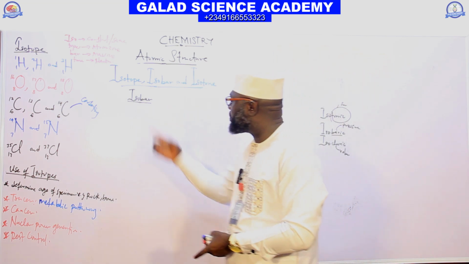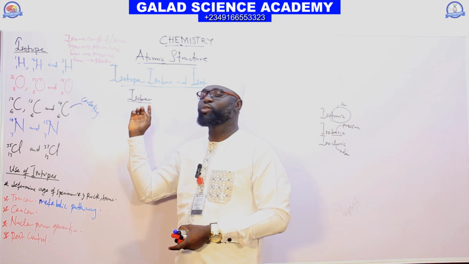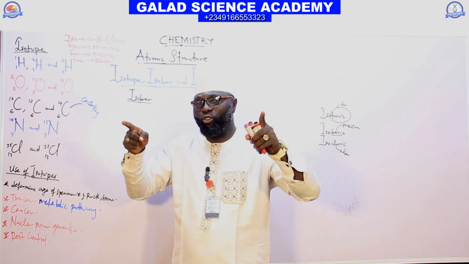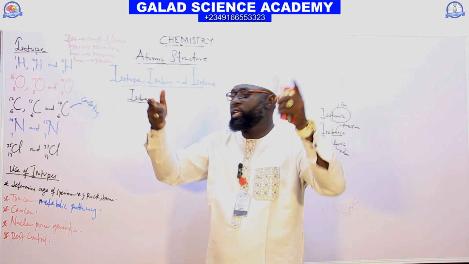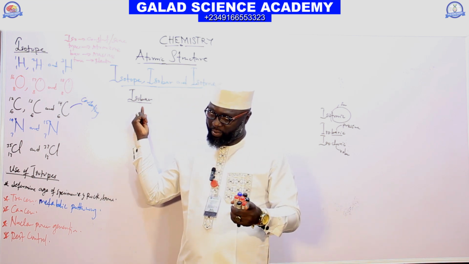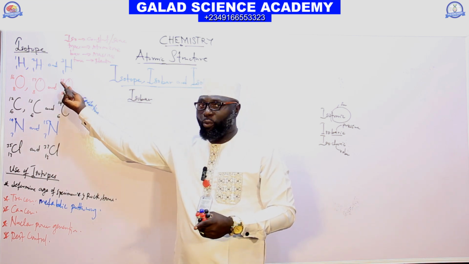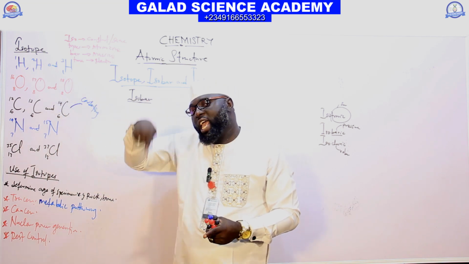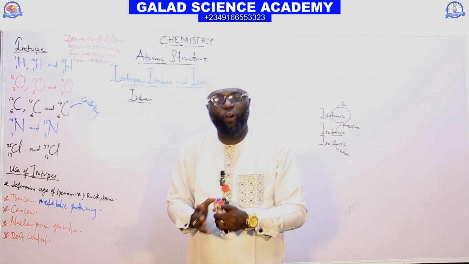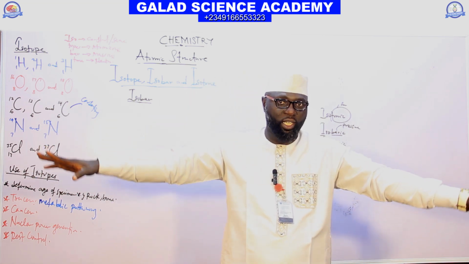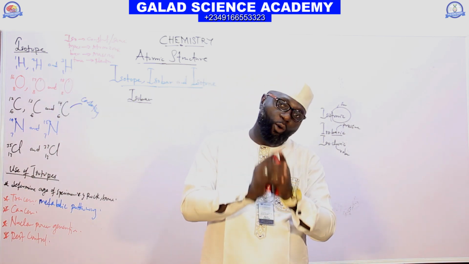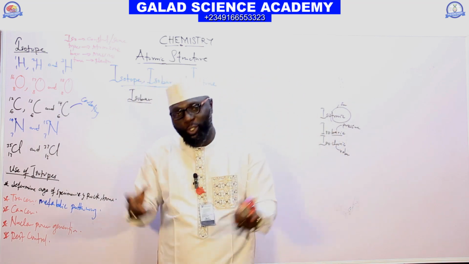So yeah, what is isobar now? You know that bar here means mass number. So isobar is a phenomenon that occurs between two or more atoms of different elements. Isotope is two or more atoms of the same element. So isobar occurs in two atoms of different species, but isotope occurs in two atoms of the same species.